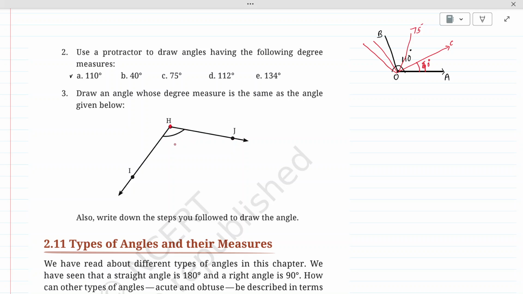So kids, when we do this, you will find that this angle is around 120 degrees. Okay, so we have determined that this is a 120 degree angle.